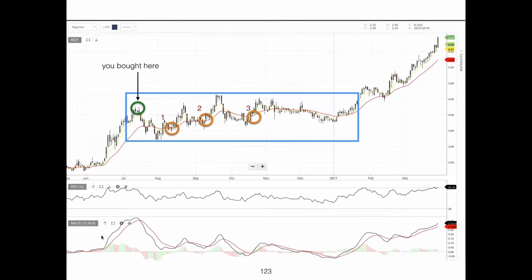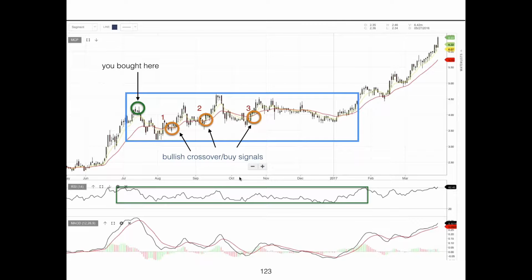Now, each time it made that buy signal, you thought that this is it. This will probably resume its uptrend, and you will finally be able to get out of the trade with profit. Sadly, prices remained in a sideways motion for the next 7 months. Now, RSI also remained range-bound. The question on your mind was, until when will I have to hold this piece of baggage?